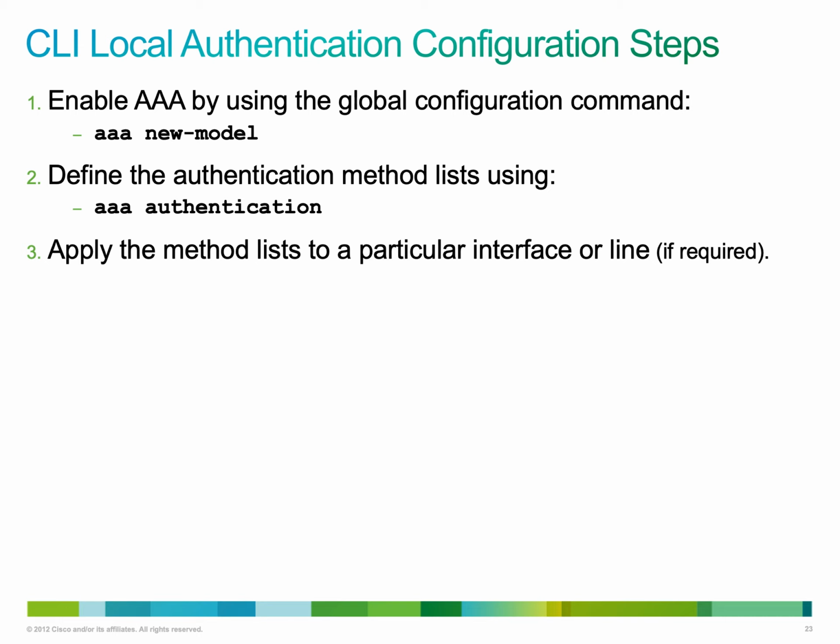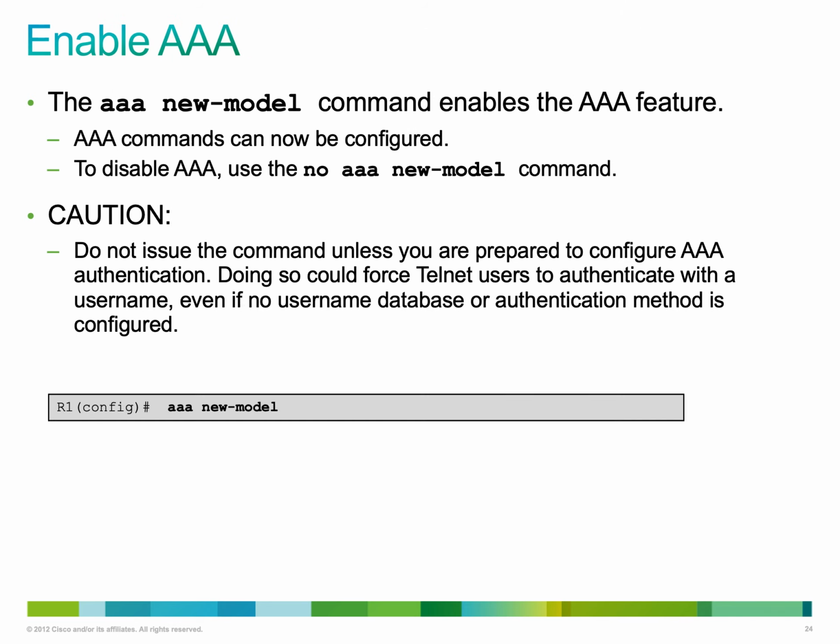These are the steps you need to take in order to configure AAA local authentication. Number one, you go to your command line interface, go to user execute mode, then privileged execute mode, and then you enable AAA using the global configuration command. When you go to the CLI, you put in AAA new-model. Just key in AAA new-model. Then you define the authentication method list that you use: AAA authentication. After AAA new-model, you put AAA authentication. Then you apply the method list to the particular interface or line that you want to configure.